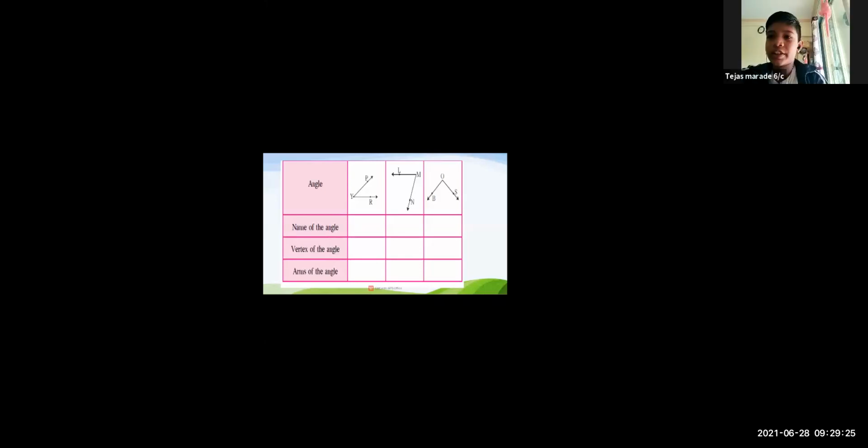Okay. Now, Tejas, tell me the third answer. Arms of the angle, third figure. What are the arms of the angle? Side OB and side OS. Where is A written over there in the third figure? No, teacher, A is not there. Once again, repeat the answer. Side OB and side OS. Very good, right. Side OB and side OS.